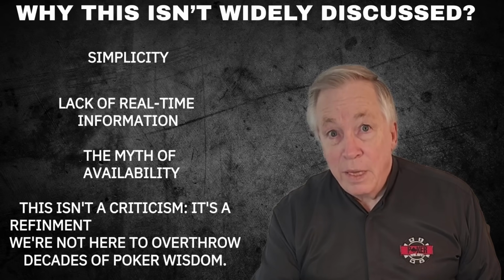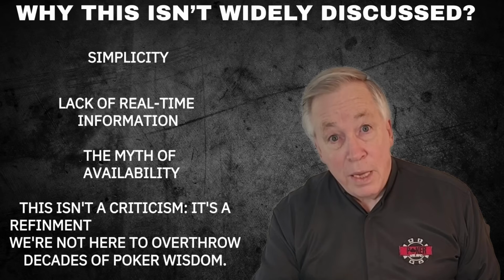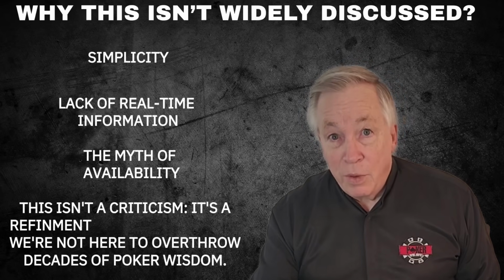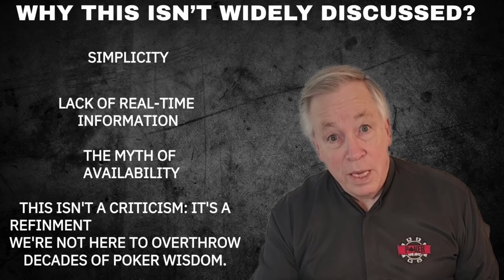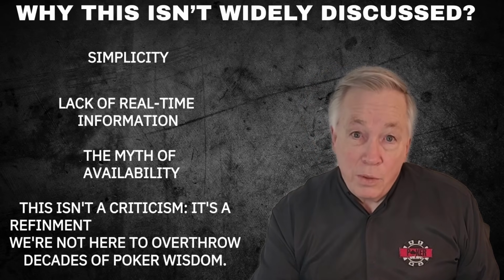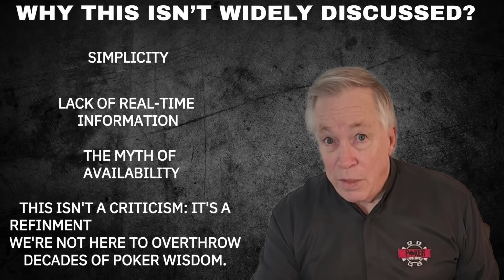3. The myth of availability. Most players operate under the unconscious belief that unknown equals available. But in a full ring game, 16 of the 50 unseen cards are already in play. And that means, by default, some of your outs are already gone. You just don't know it yet.